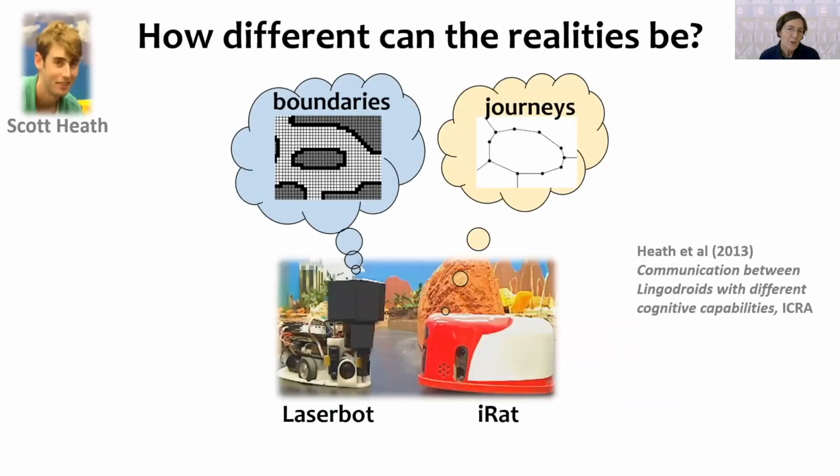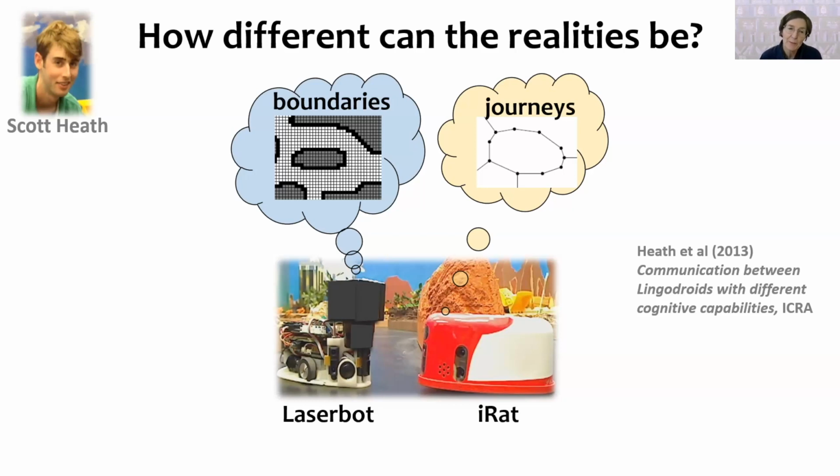One of the questions is, ultimately, we want robots to talk to humans, not just other robots. Our reality is actually going to be very different. How different can two realities be and still be linked by a shared spatial language, in particular human languages? So Scott Heath did a study where he had two different robots. One on the left, the laser bot, uses a 2D laser scanner. The IRAT uses camera-based path mapping.